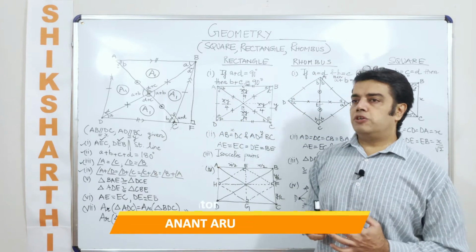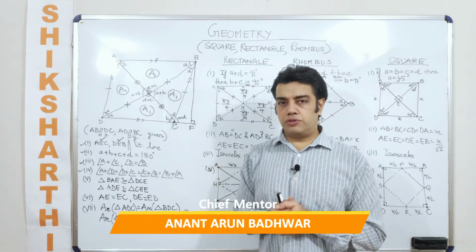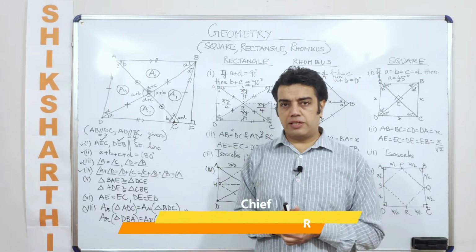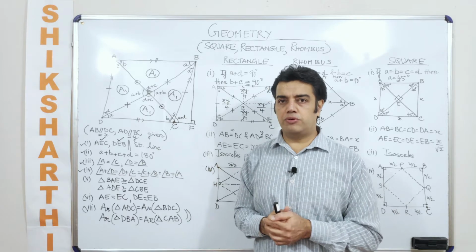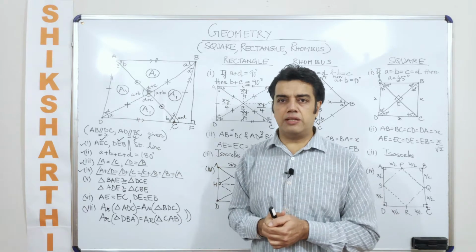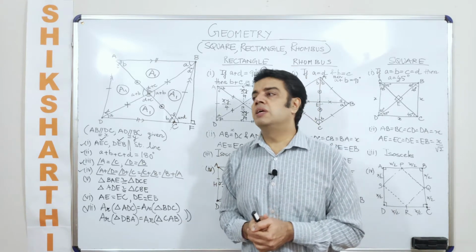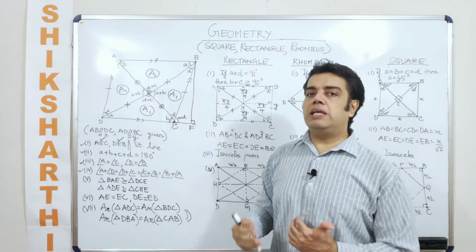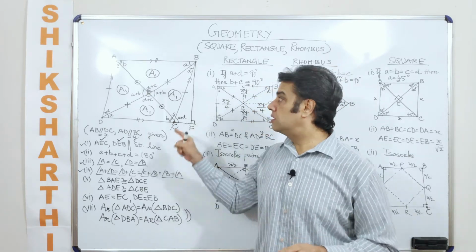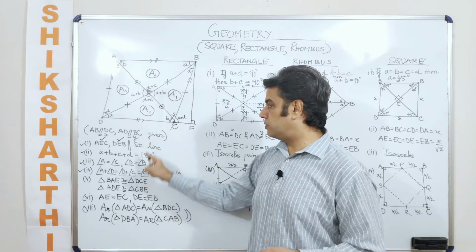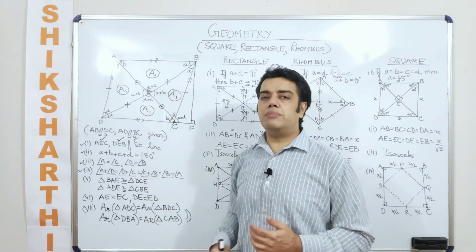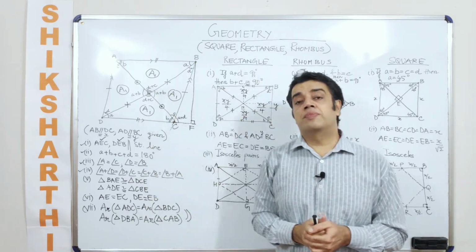So now in this video specifically, we'll be talking about three different types of quadrilaterals: rectangle, square and a rhombus. If you have gone through my earlier video on parallelograms, this is what we had discussed in the earlier video, and many other things other than these.